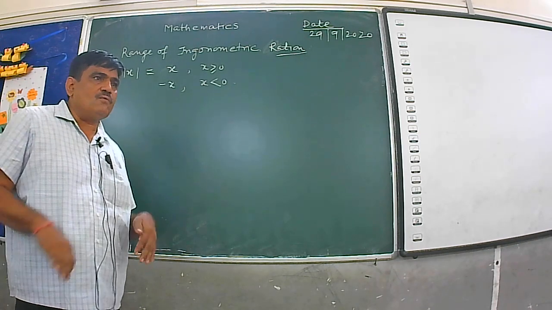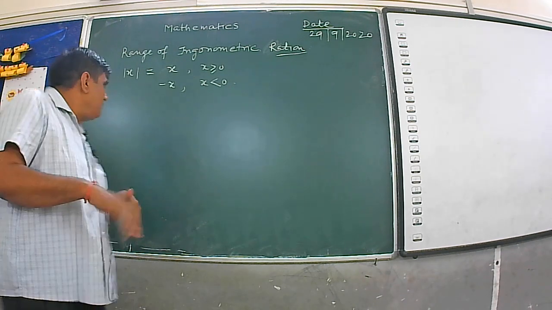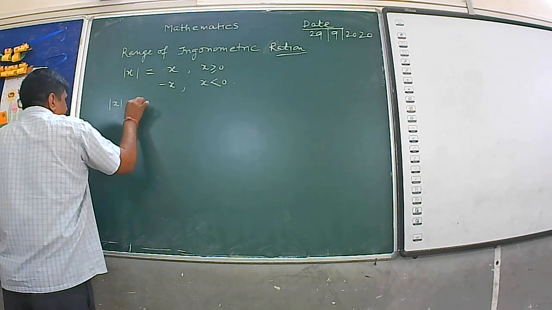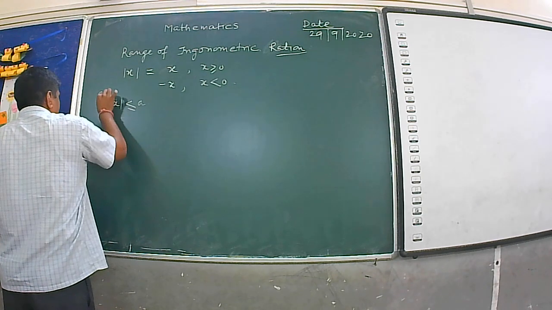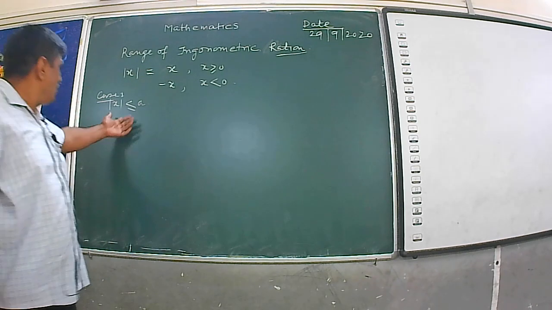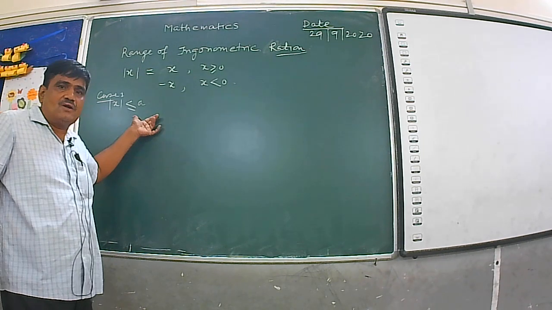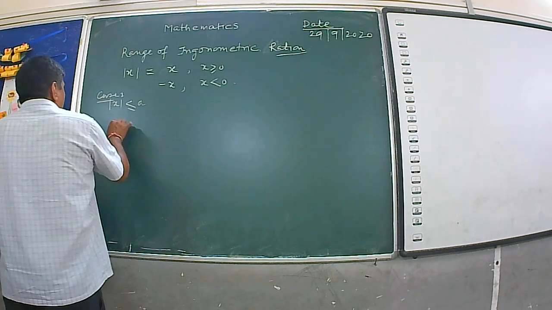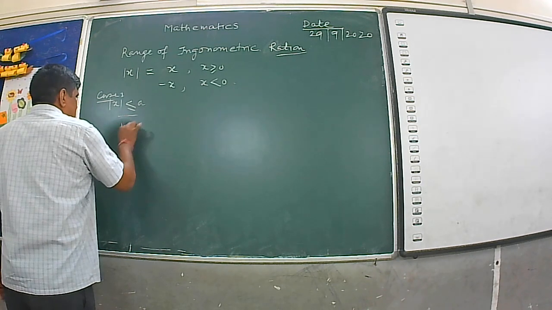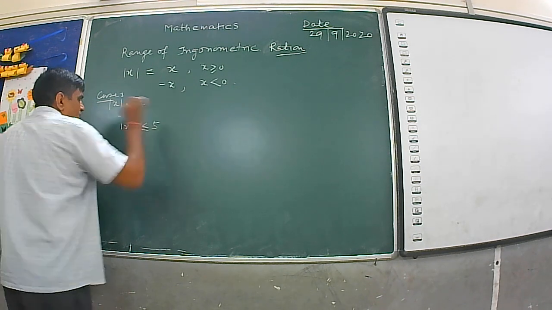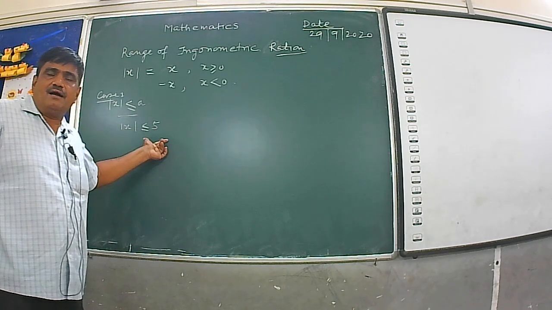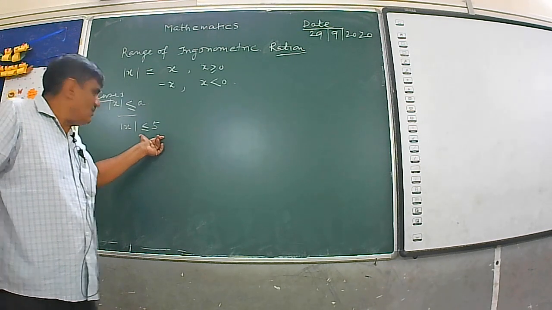Now what will be the interval if mod x is less than or equal to a? This is case 1. For this we take an example: mod x less than or equal to 5.